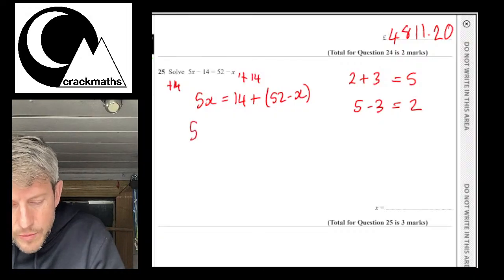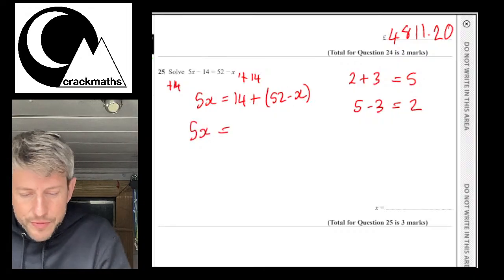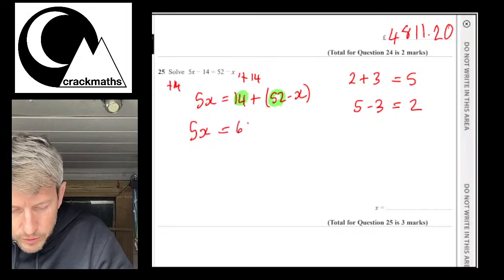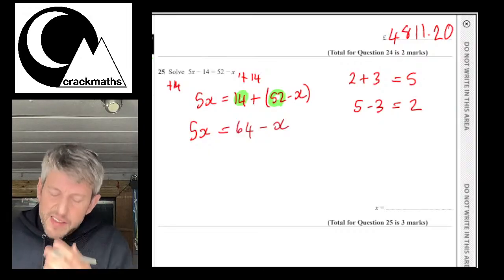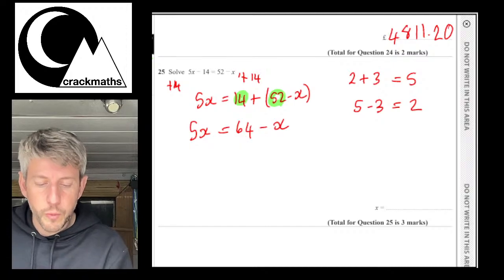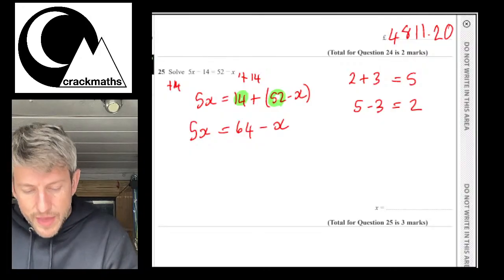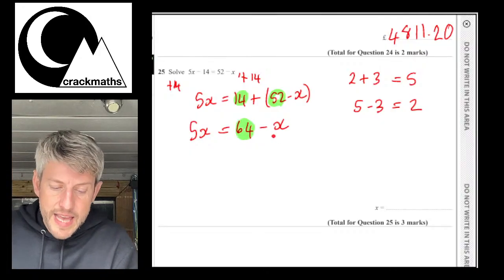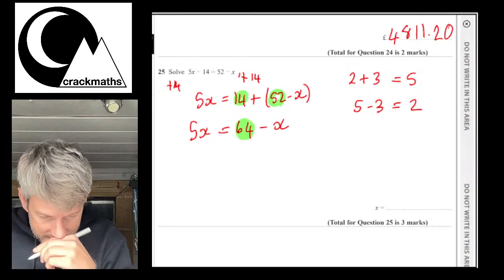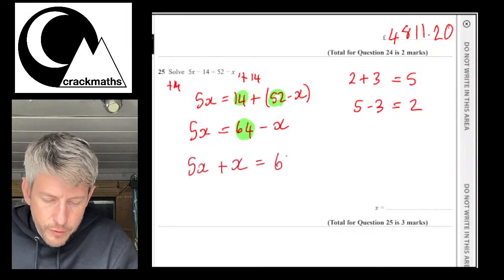Now what we can do here is, I can only add the numbers and the numbers together, so if I combine the 14 and the 52, that will give me 64. Okay, so here we go, we've now got 5x equals 64 take away x. So if 5x equals 64 take away x, that means that this x here and this 5x combine to make the 64. So I'm going to do 5x add x equals 64.